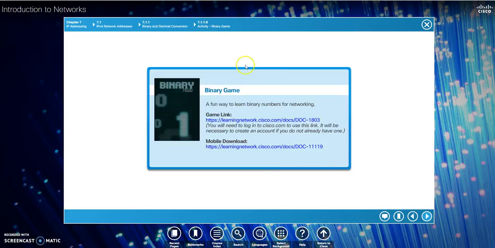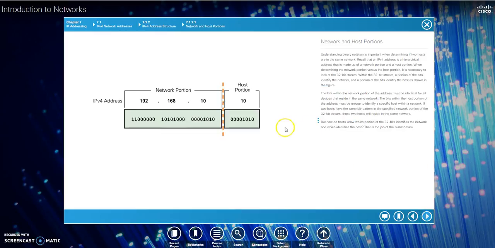Not my favorite thing to do. Here's a little game that makes it more fun. I've tried it. It's okay. It's fun. It's a good way to do it a few times. It isn't just repetitive math.